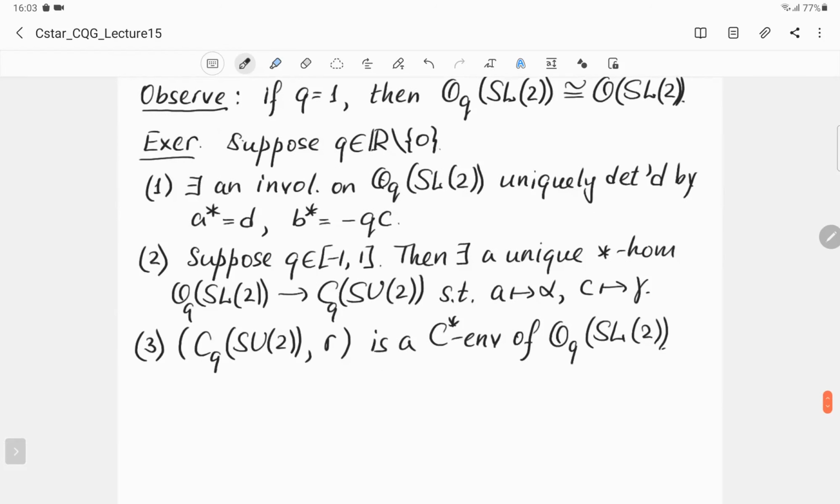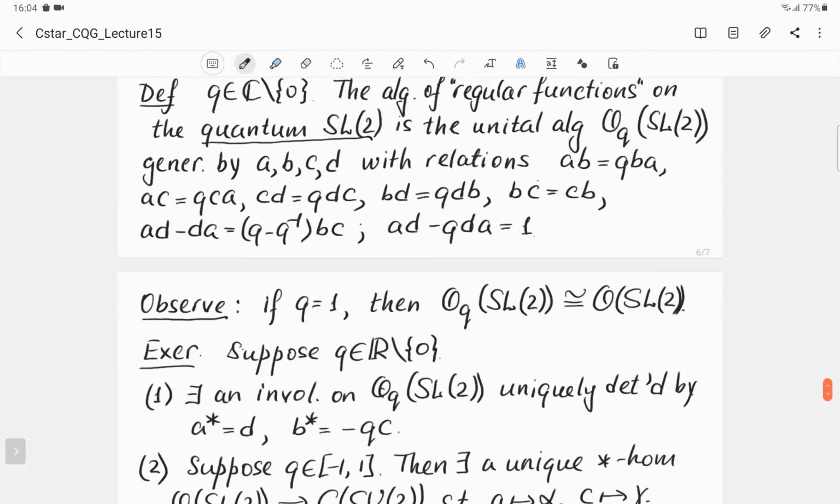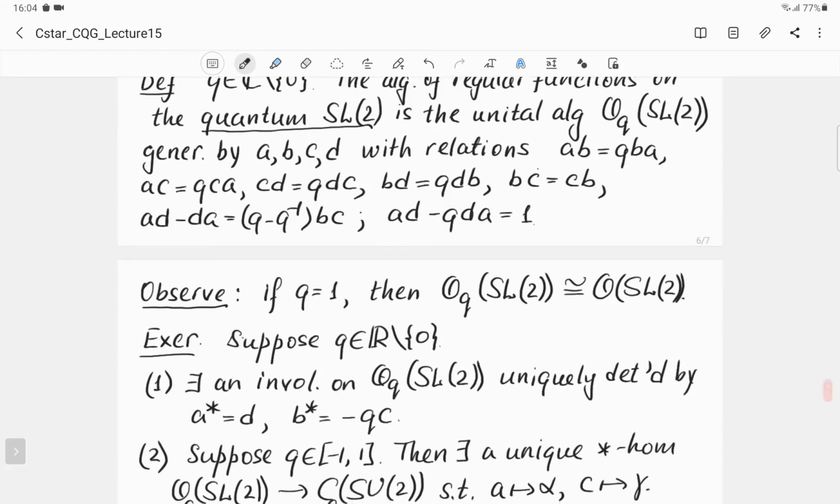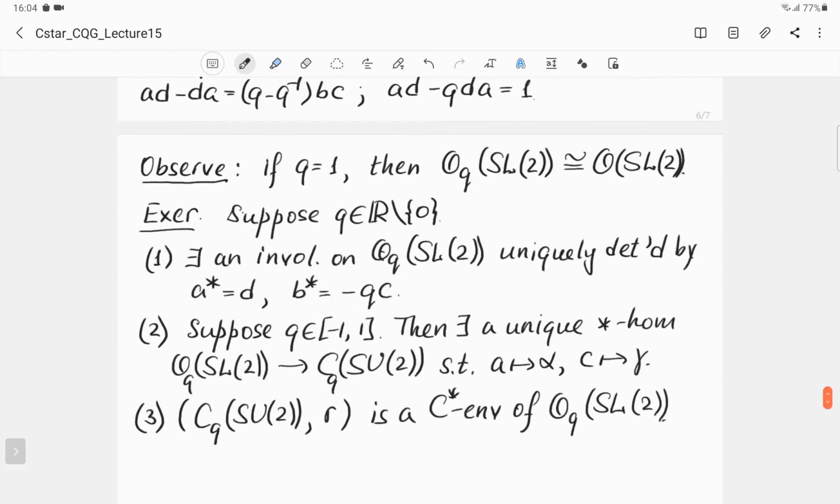The exercise is actually very easy, because if you write down the commutation relations between alpha and gamma once again, you'll see that basically these relations are essentially equivalent to the above commutation relations between A, B, C, and D from the previous definition. So this exercise is essentially equivalent just to the definition of the quantum SU2 group.